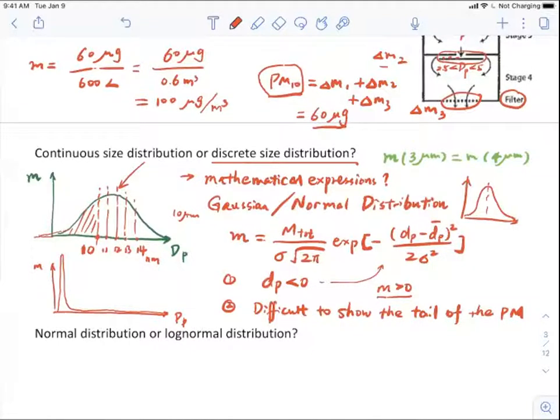So with this Gaussian distribution, it's going to be very challenging for us to show both the particles of nanometer range and particles of micrometer range, okay? If it's in millimeter range, it's further difficult, right? It's more difficult. So these are the two problems, but how do we overcome it?